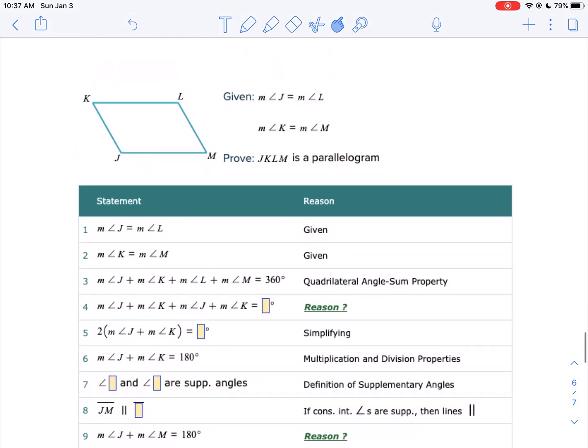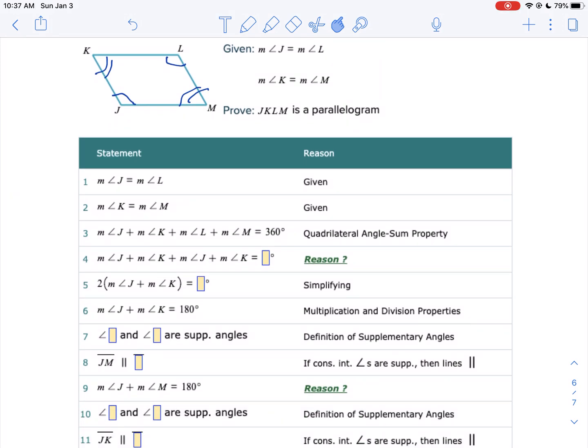Okay, the proof. You did most of the proof right. I think it was step 9 and step 11 that we need to take a look at. So we're given that angle J is congruent to angle L. We're given that angle K is equal to angle M. I said congruent, I meant equal. We know that all the angles add up to 360.